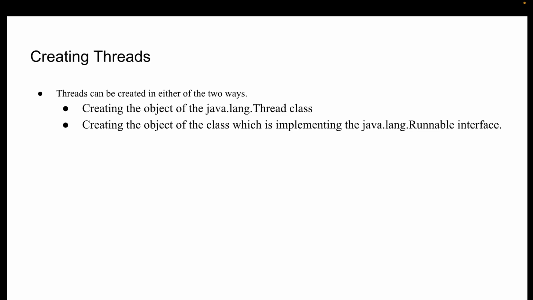Fundamentally they can ask what are the basic methods through which threads can be created. So there are two ways. One way is you can extend the Thread class, that is, inherit that Thread class, or you can implement the Runnable interface, and the object of the class which is implementing the Runnable interface has to be created.